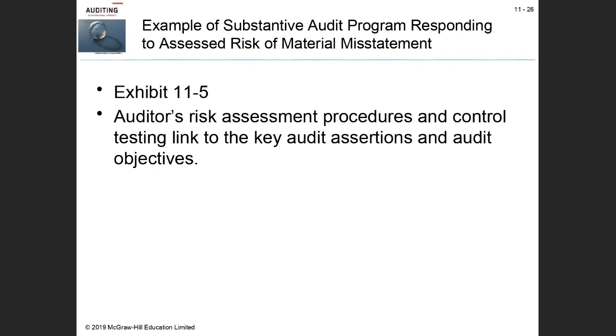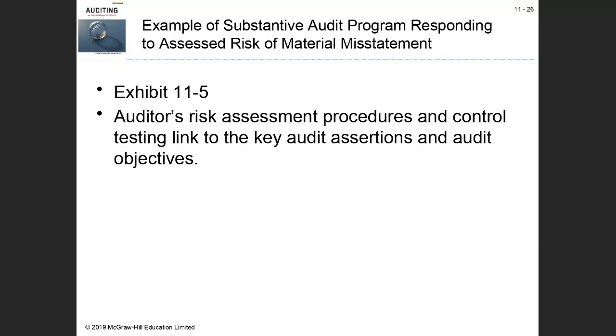Okay, so on page 465, you see the information there for sales. And if you turn over the page, you'll see that it continues on. At the top of the page, it says example of audit program responding to assess risk. So let's look at that for a minute, just to help you understand it. At the top of page 466, you see it says substantive audit procedures, and there's a whole list of substantive audit procedures that goes over to the next page.